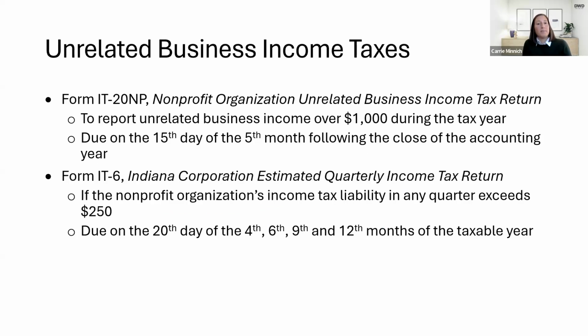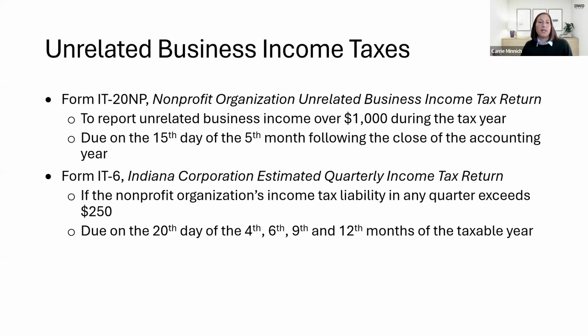We talked about unrelated business income taxes at the federal level. So again, at the state level, when you get unrelated business income and you have to pay taxes on it, there's a form that you have to file at the federal level, Form 990T. That reports that income to the IRS.